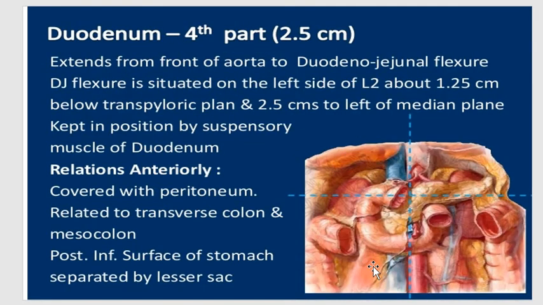Now come to the fourth part of the duodenum. The fourth part is 2.5 centimeter long. It extends from the front of the aorta, basically from the inferior duodenal.